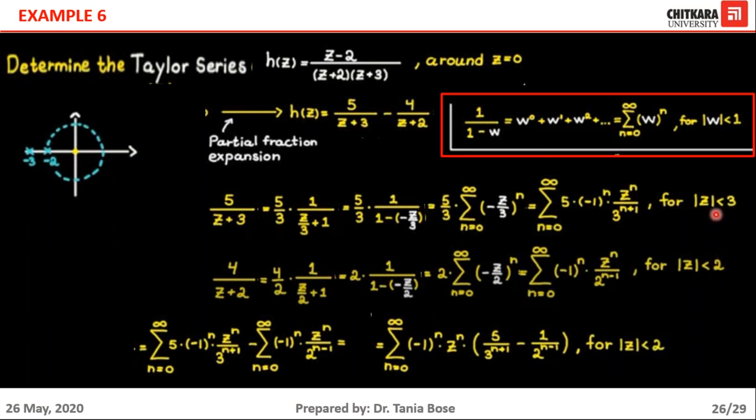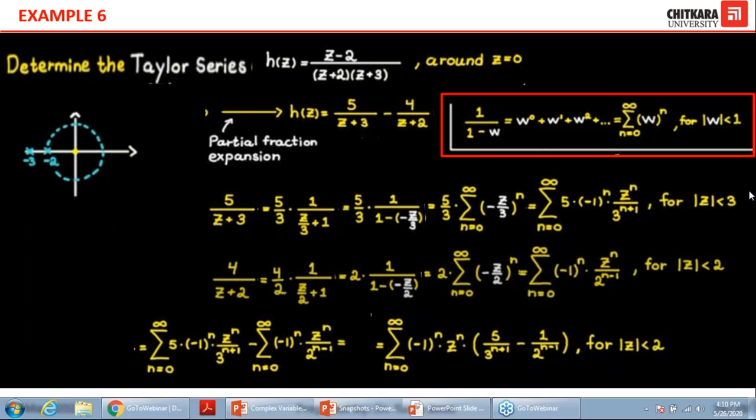Mod z less than 3 means a circle whose center is at the origin and radius is 3. And mod z less than 2 means a circle whose center is at the origin and radius is 2. So which one is the smallest among them? It is mod z less than 2. So I will take the smallest out of the two regions, right? So this will be my Taylor series expansion for the function h of z centered at z equal to 0, right? I hope this question is clear. Any doubts in this question?